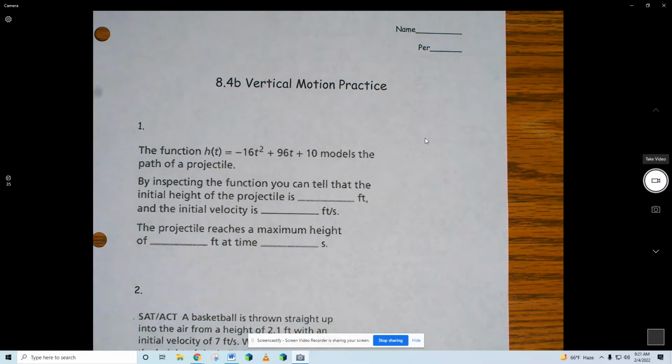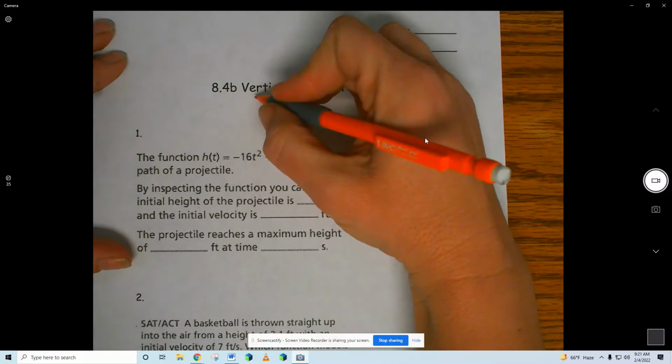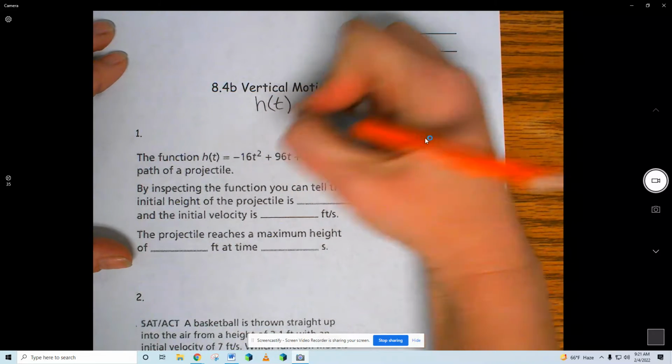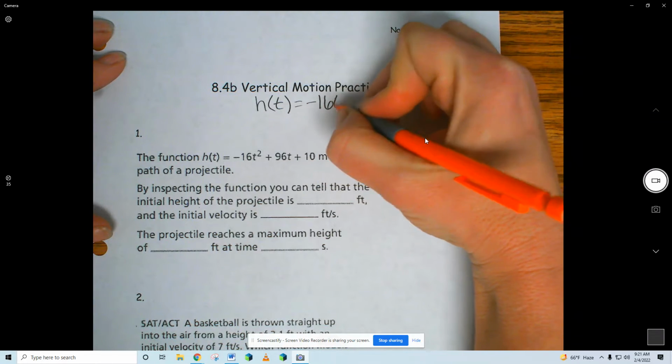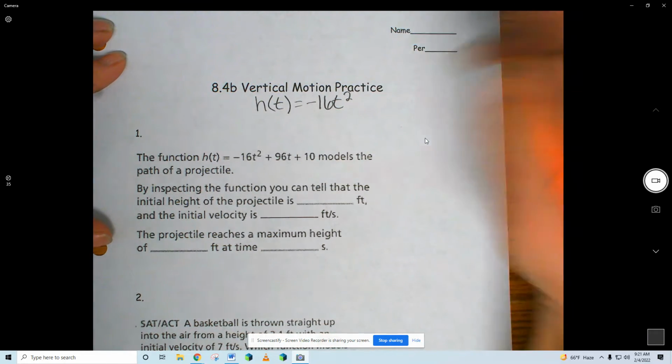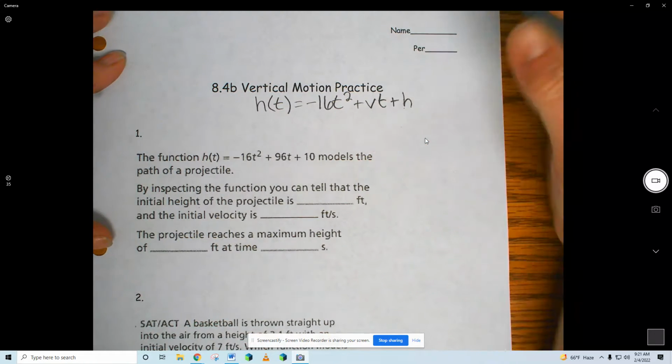So this is our second day of doing vertical motion. Vertical motion is when something gets thrown in the air, and we try and figure out how high it goes. So the formula for vertical motion is as follows. Height is a function of time: negative 16 t squared plus v times t plus h.